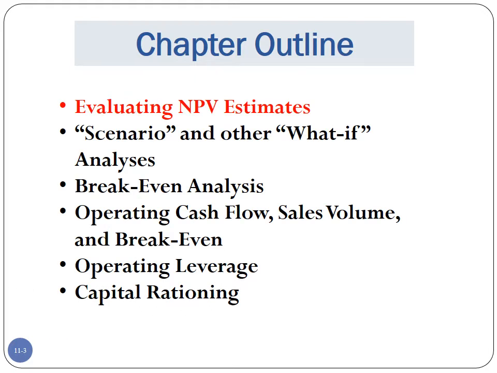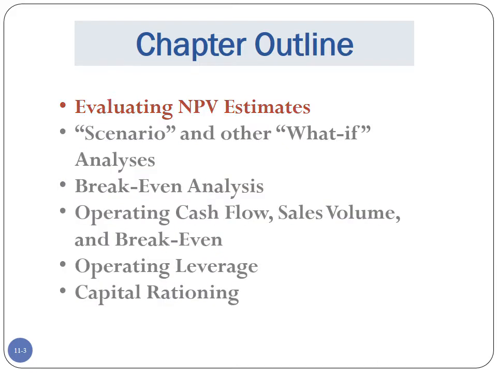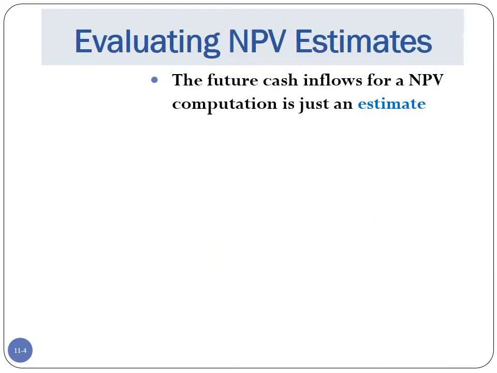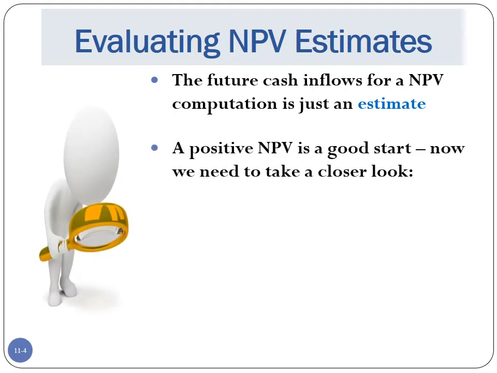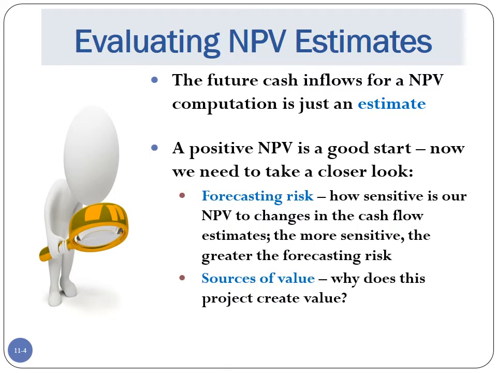So if we want to look at evaluating net present value estimates, what criteria do we use? Remember that the future cash inflows for a net present value computation are just an estimate. A positive net present value is a good start, but we need to really take a closer look at those cash flows. The forecasting risk is how sensitive our NPV is to changes in the cash flow. So the more sensitive, the greater the forecasting risk. In other words, if small changes in cash flows result in large changes in net present value, then we are at a high risk situation.